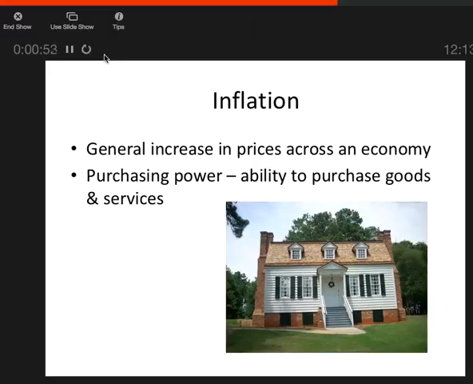And inflation affects all the prices, all the items that we purchase. It affects our purchasing power, the ability to purchase goods and services. Now, the owners of this house, if they're the original owner from 1960, would be pretty excited about the value of the home. But they would not be able to take this money and get that same amount of house somewhere else. So inflation does affect our purchasing power.